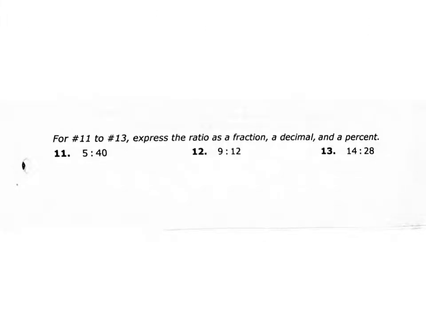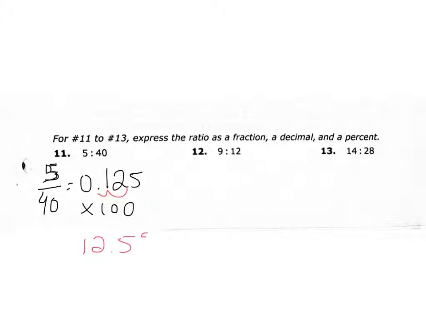Okay, moving on to question 11. In this question, we need to express the ratio as a fraction, a decimal, and a percent. It's a great question because you really need to be able to go from fraction to decimal to percent for your midterm. Okay, so 5 to 40. Let's do a fraction first. So we have here 5 over 40. Now, if I want to go to a decimal, I'm just going to punch in 5 divided by 40, and you should get the decimal of 0.125. Now, to go to a percent, I'm going to multiply by 100. So I'm going to move this over 2 times, and that gives me 12.5%.